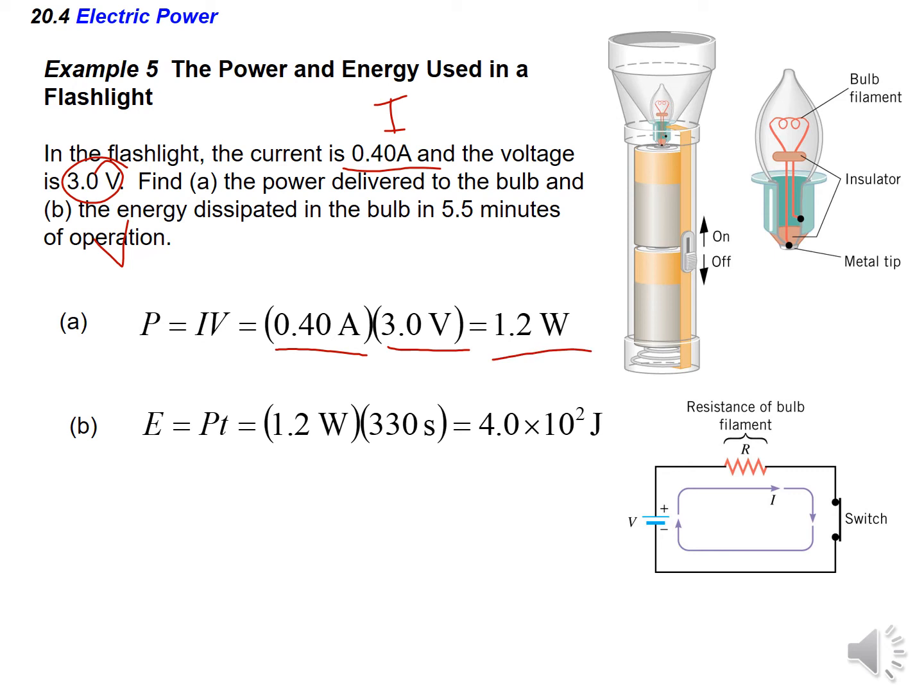And then energy is already derived in our previous slides. Energy is equal to power multiplied by time. Again, power is energy divided by time, or that is work divided by time. So to compute for energy, that's power multiplied by time. Power is 1.2 watts, the computed power, multiplied by the given time. The given time is 5.5 minutes, and you need to convert 5.5 minutes to seconds. In every 1 minute there are 60 seconds, so 5.5 times 60, we have 330 seconds. So that is equal to 4 times 10 squared joules. So the unit for energy is joule.